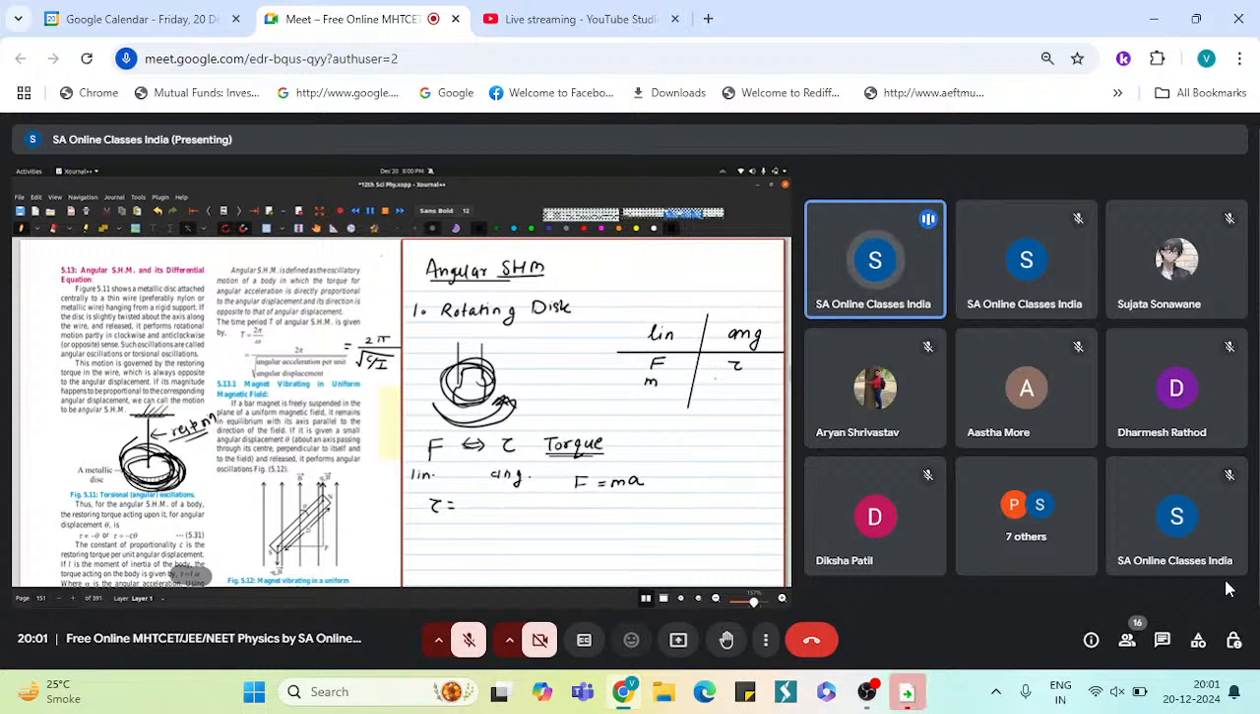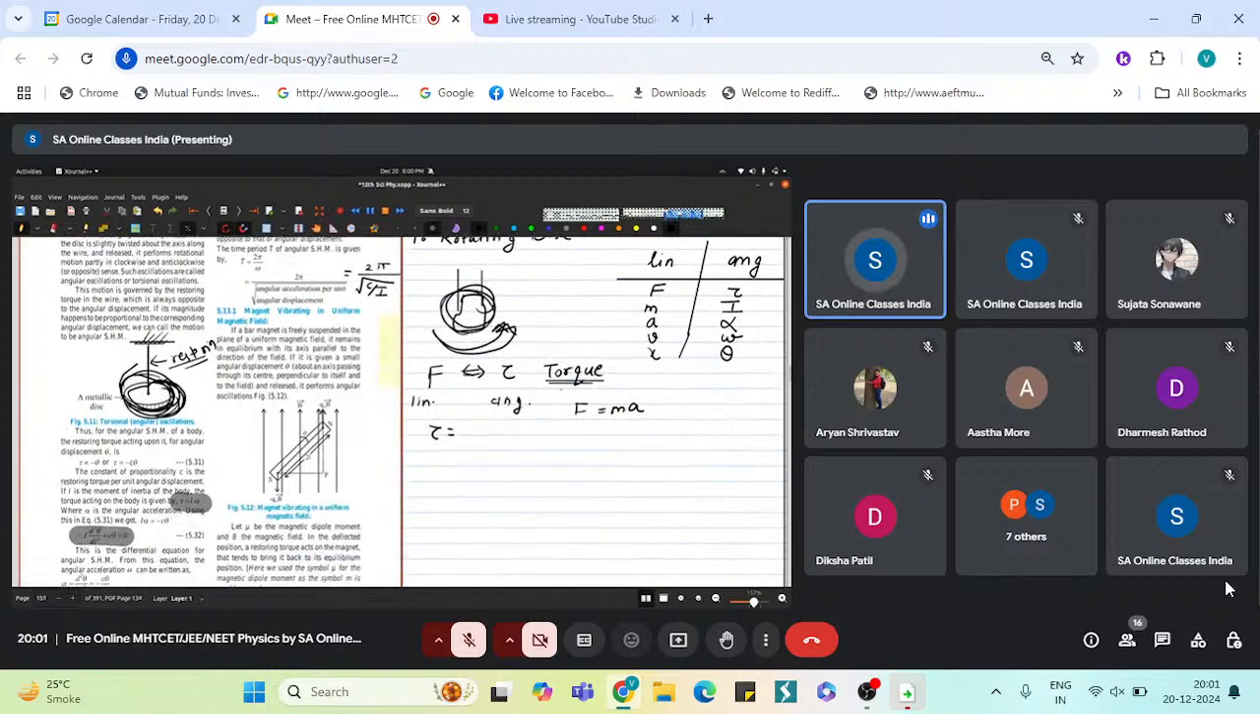Similarly, mass का equivalent in angular motion is moment of inertia, I. Then acceleration का equivalent is angular acceleration. Velocity का equivalent is angular velocity, and displacement का equivalent is angular displacement. So these are the equivalent things, right?